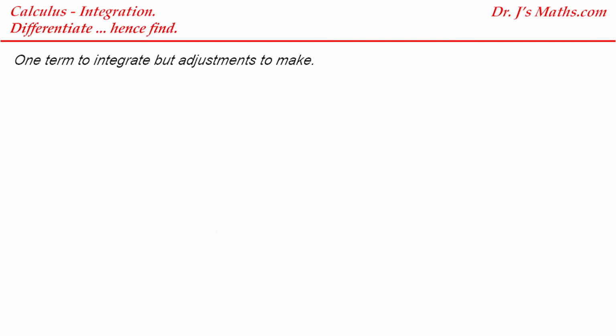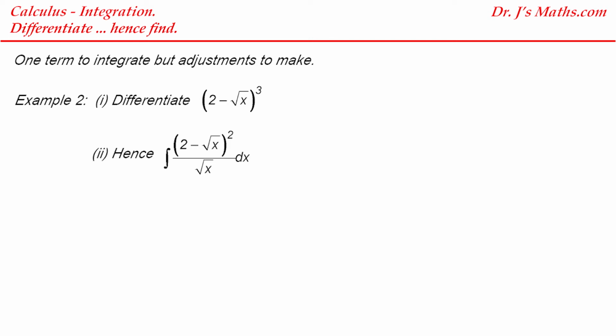Our second example is where we have one term again, but when we integrate there are adjustments to be made. The example is differentiate 2 minus root x all cubed, and then we have to integrate in the second step that thing that you can see there. Well, let's do the first step first. We're going to differentiate that by writing d dx to indicate that we're going to differentiate it.